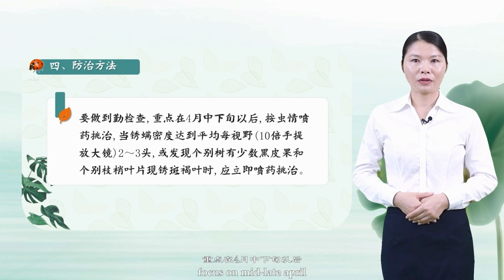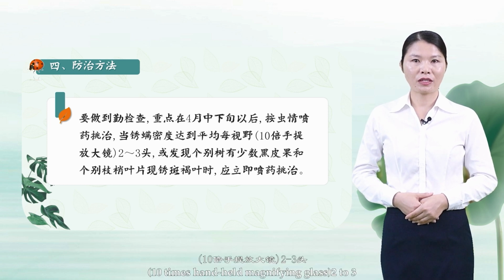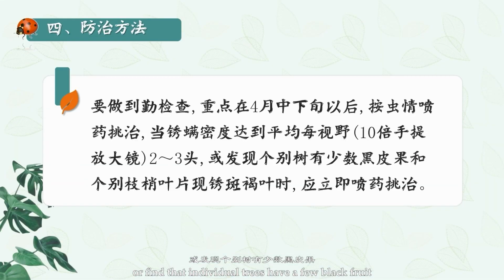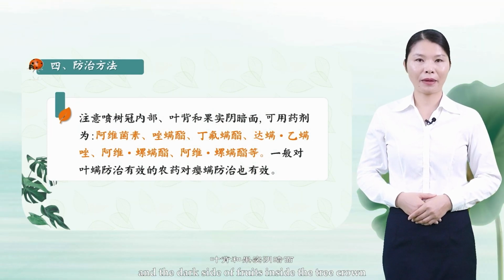Do frequent inspections, focusing on mid to late April. Spray according to the pest threshold: when the average density of rust mites per field of view under a 10 times handheld magnifying glass is 2 to 3, or when individual trees have a few black fruit, and individual branches and leaves have rust spots or brown leaves, spray treatment immediately. Pay attention to the back of leaves, and the dark side of fruits inside the tree crown.